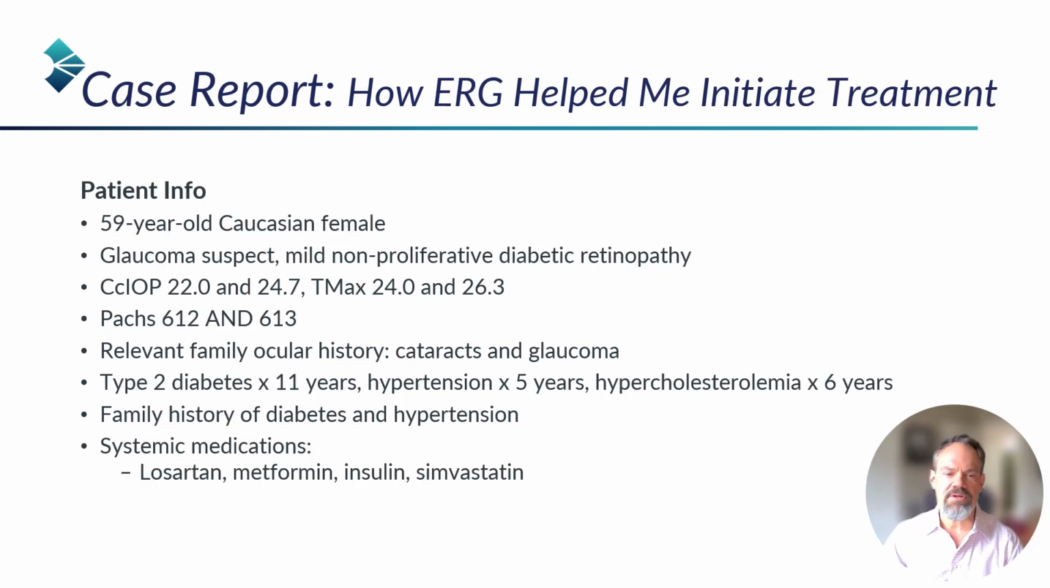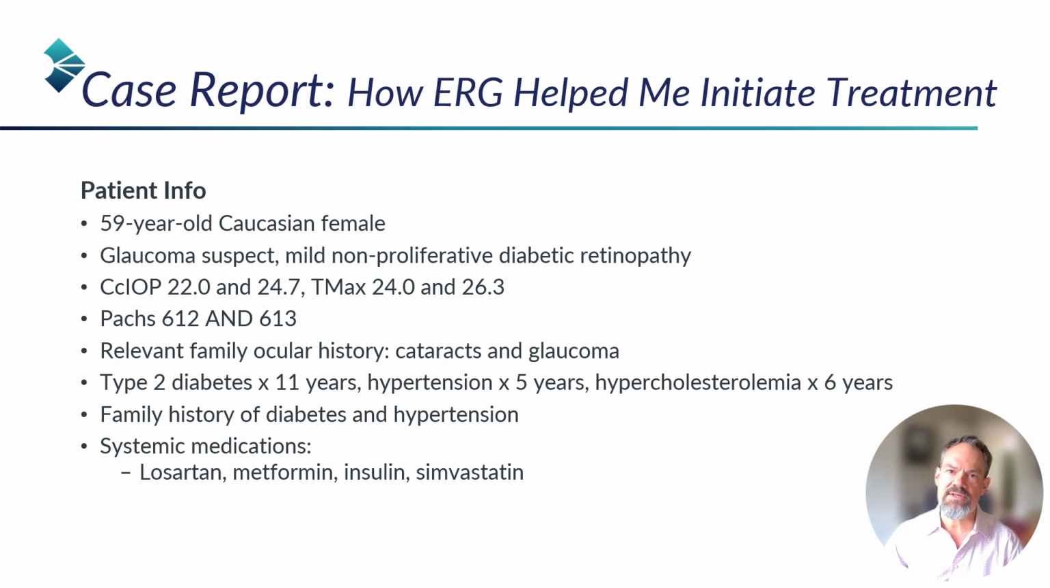We have a 59-year-old female who is referred to the Glaucoma Institute of State College as a glaucoma suspect, and the referring doctor says that she has mild nonproliferative diabetic retinopathy. Her corneal compensated IOP that day was 22 in the right eye and 24.7 in the left, with a reported Tmax of 24 and 26.